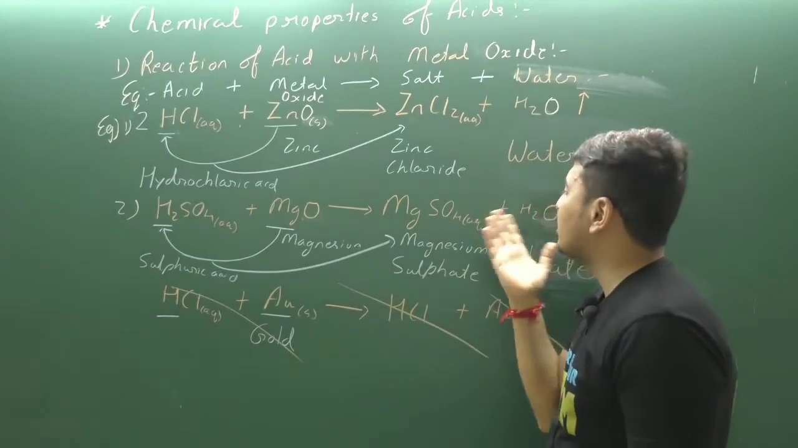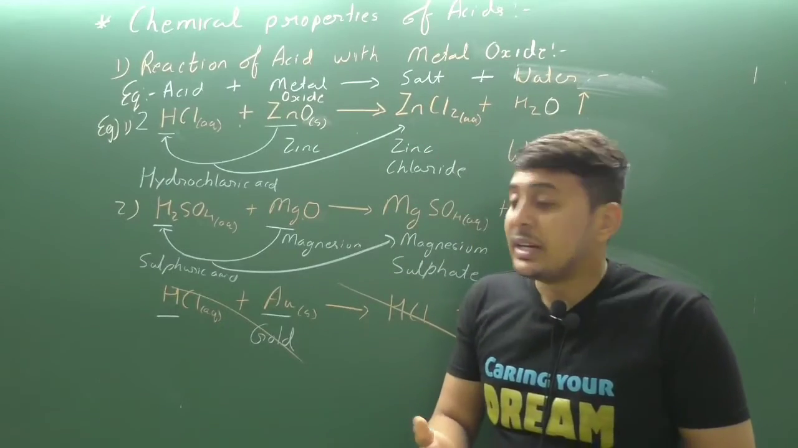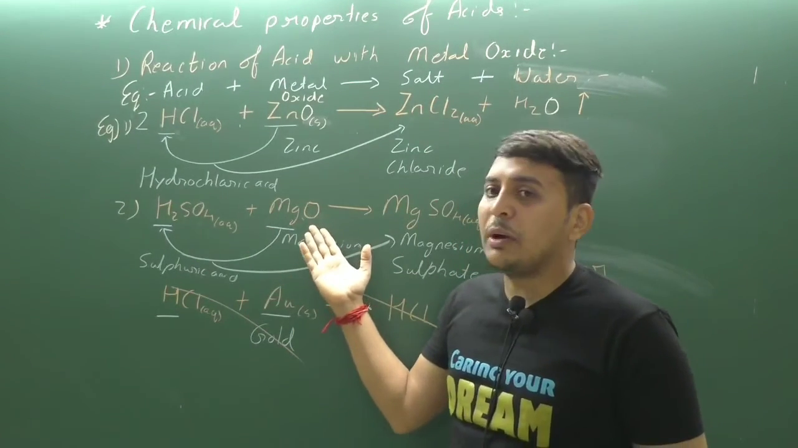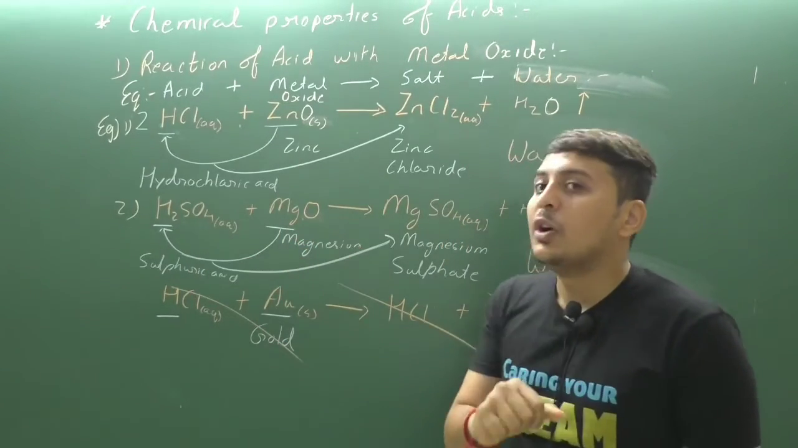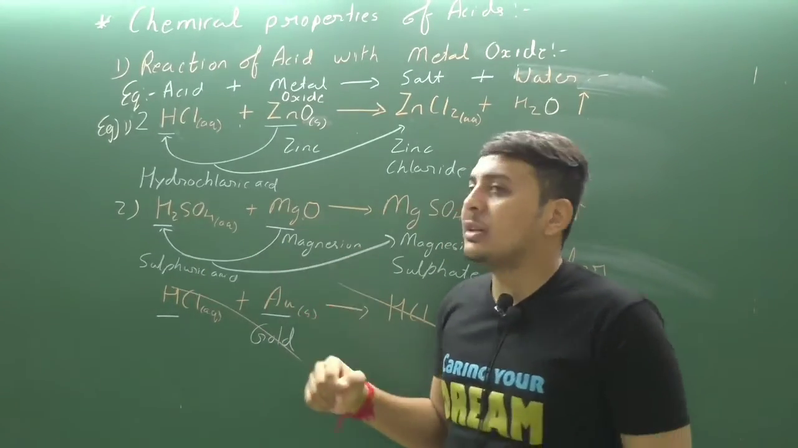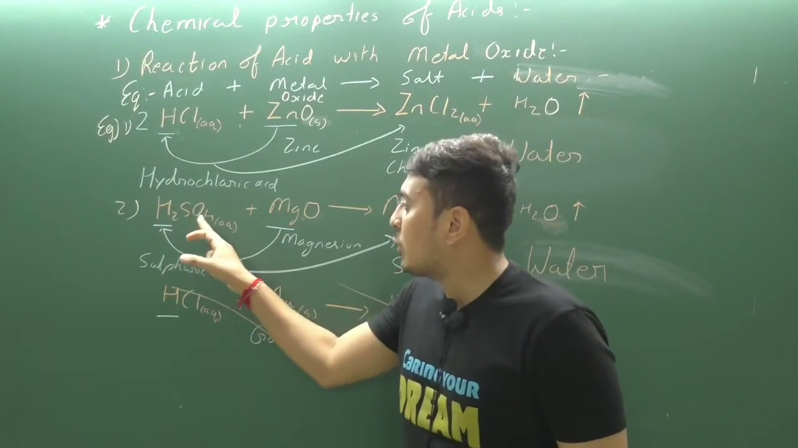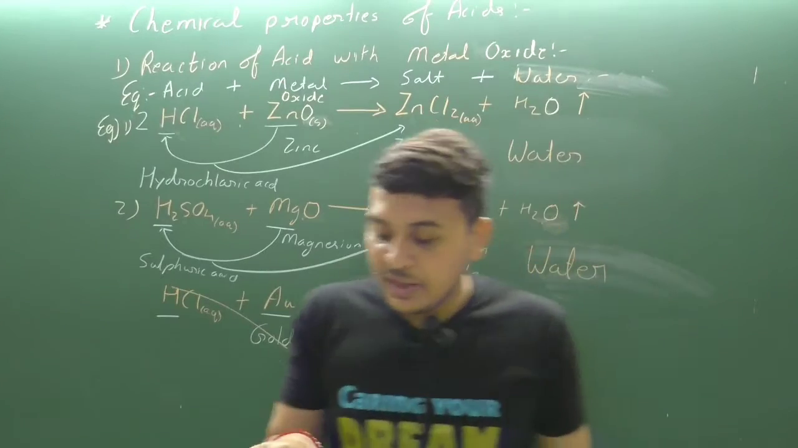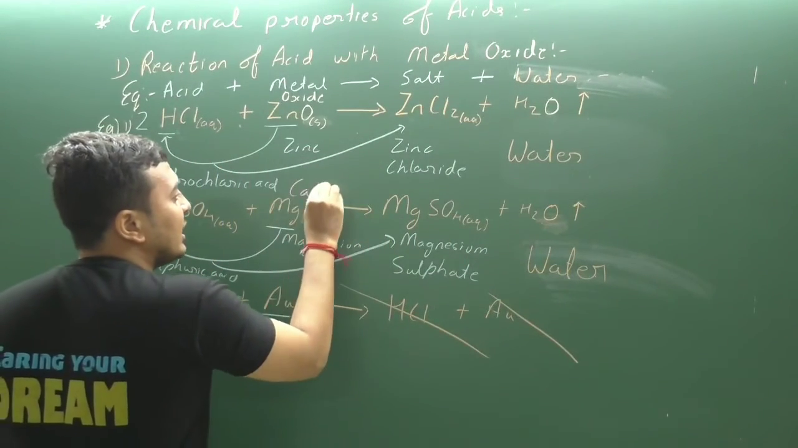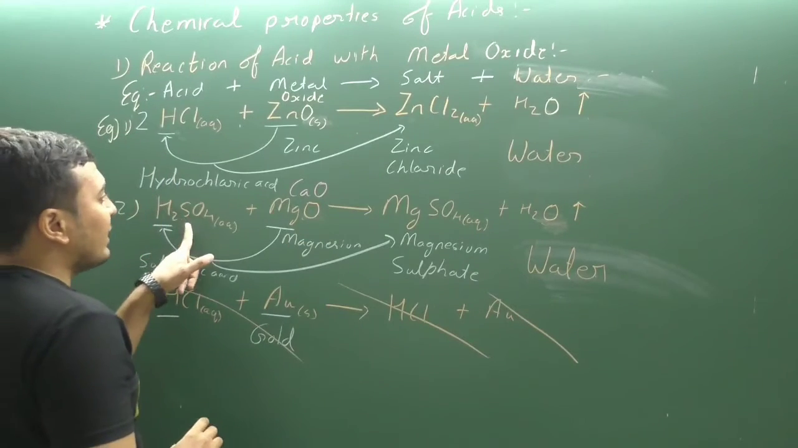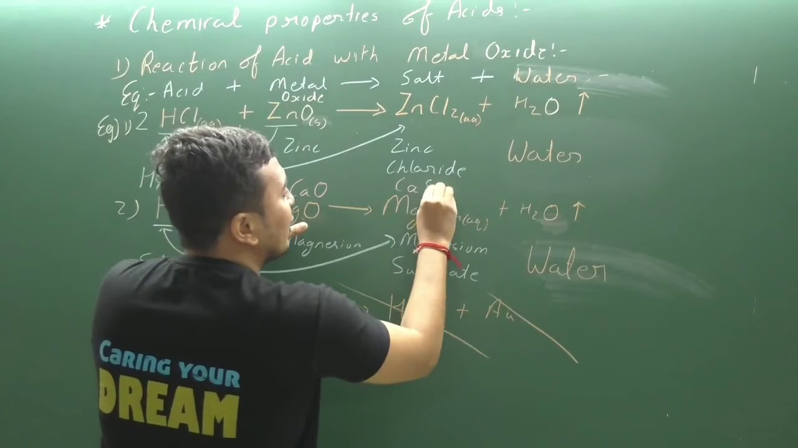H2SO4 plus MgO gives MgSO4 plus H2O. You can also use different types of acids and different types of oxides. Instead of magnesium oxide, you can use calcium oxide, CaO. When H2SO4 reacts with CaO, that is calcium oxide, it forms CaSO4.